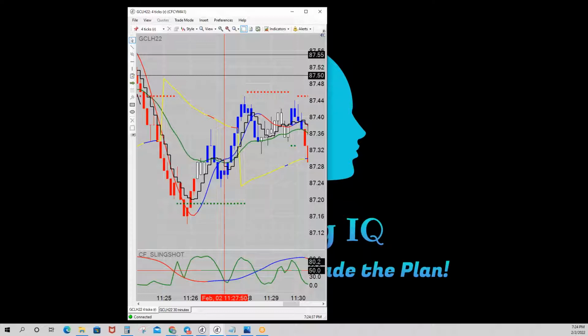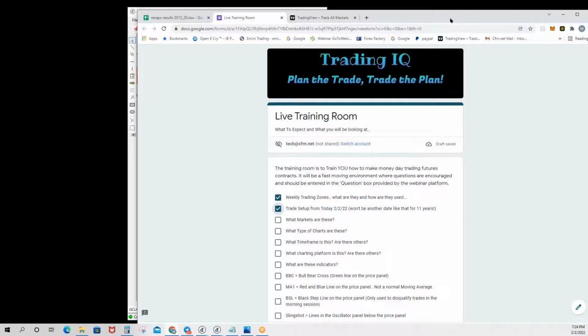And in that 2-hour window, I like to have a lot of opportunities to show people how it works and to make money. Now, this right here, if you look at the top, the training room is to train you how to make money day trading futures contracts. It'll be a fast moving environment where questions are encouraged and should be entered in the question box that's provided by GoToWebinar. That's what we use. I encourage the questions. I may not answer them right away, but I will answer them. If for some reason I don't answer your question, don't be afraid to type it in again because they all scroll up out of view on me.